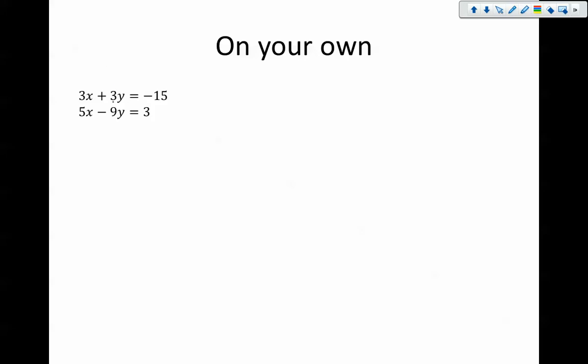It looks to me that 9 and 3 have a common factor, right? If I multiply the top equation here by 3, that's going to make this a positive 9, so that this will be negative 9, and then I can cross those out. So this is 9x, 9y equals negative 45. My second equation remained unchanged, so I'm just rewriting that.